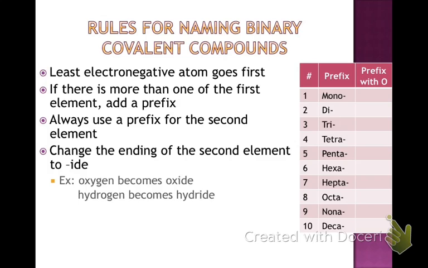The next rule is to change the ending of the second element to -ide. So oxygen becomes oxide, hydrogen becomes hydride, fluorine, fluoride, etc.